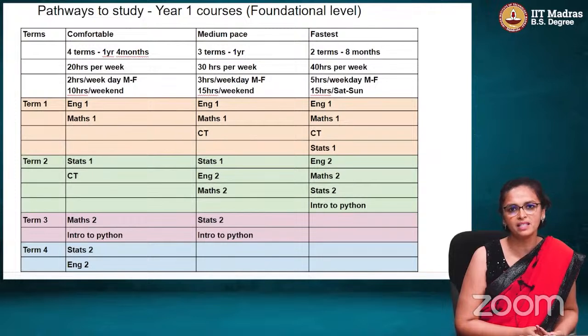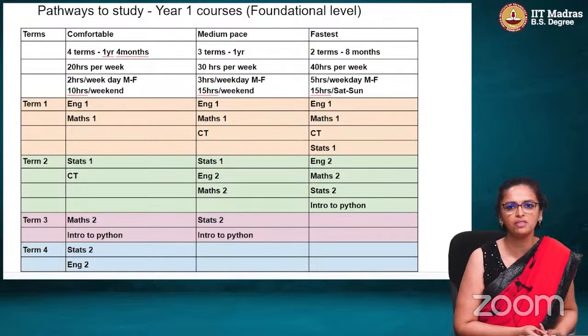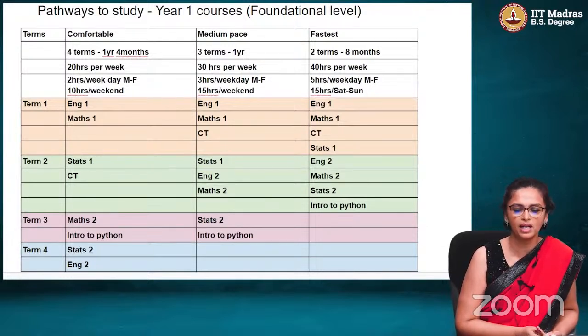So how would you divide it? You can do about 5 hours per weekday, Monday to Friday, maybe, or 6 hours per weekday, Monday to Friday. So that comes to about 25 to 30 hours. And then on Saturday and Sunday, you can probably give about another 15 to 20 hours of study time. So this is the way that you can schedule it. And the courses you will take are English 1, Maths 1, Statistics 1 and CT in the first term. And the next term will be English 2, Maths 2, Statistics 2 and Introduction to Python.